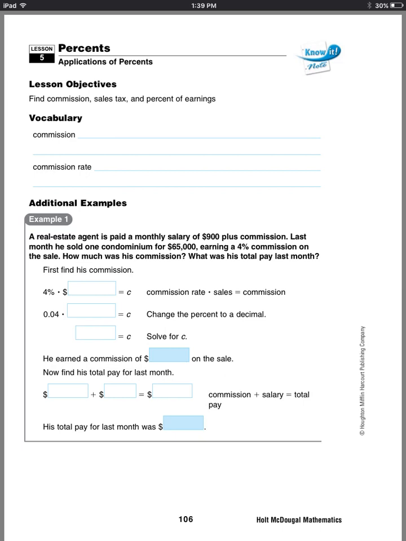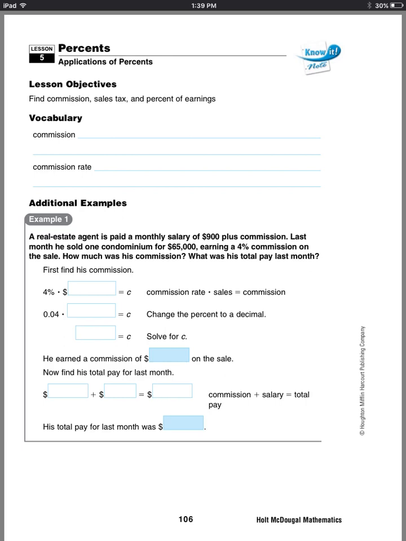So commission is a fee paid to a person who makes a sale. Like if you're a car salesman, you sell a car, you get a portion of the money that you sold the car for. You don't get the whole amount of money. The dealership gets that money, and then you get a certain percent of that money in your paycheck. Commission rate is the fee paid to a person who makes a sale expressed as a percent of the selling price. So you make a commission rate.